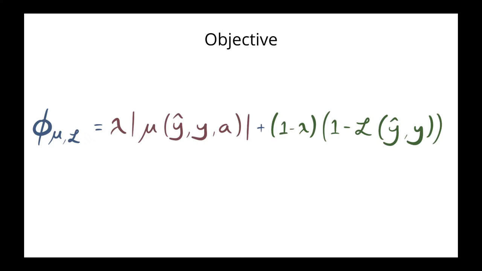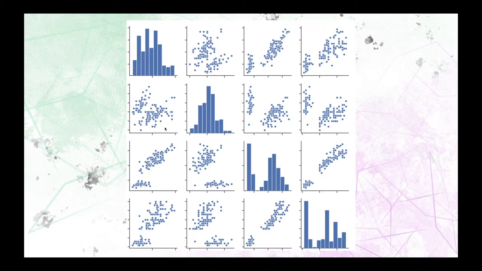Once we choose a bias measure that we want to use, we have to come up with an objective function that trades off between the bias measure and the performance loss. We notate this objective with phi and parameterize the bias measure using mu and the loss function with script L. We also have a trade-off parameter lambda that allows us to interpolate between the bias and the loss. So here we're trying to minimize the absolute bias, and we're also trying to maximize performance, so one minus the loss is minimizing the loss. Basically, we try to get better accuracy and have low bias.